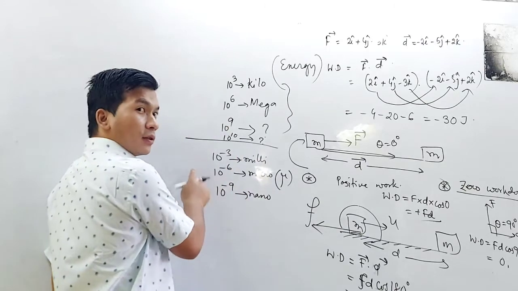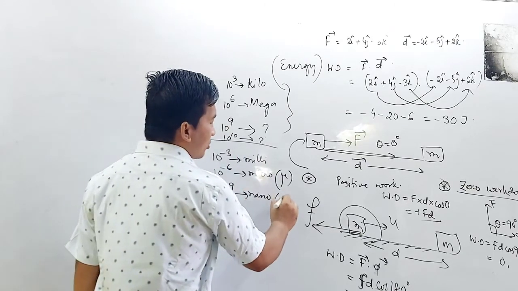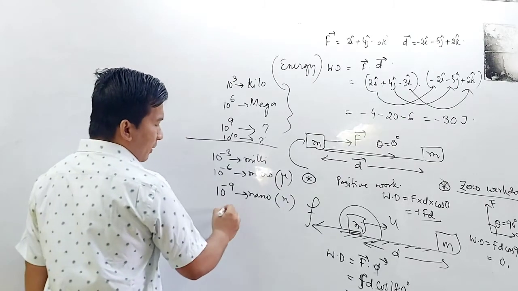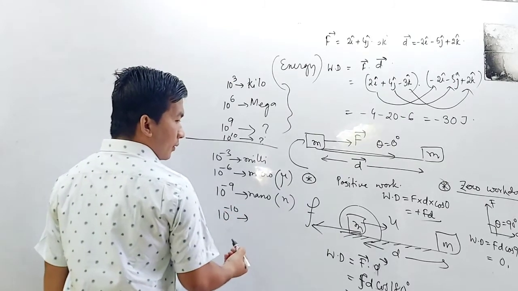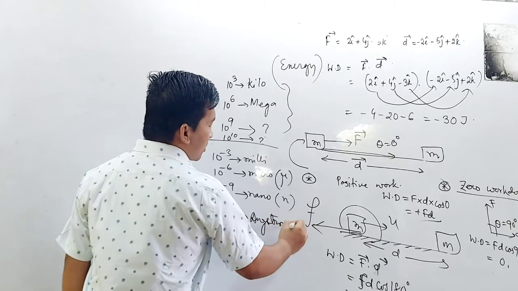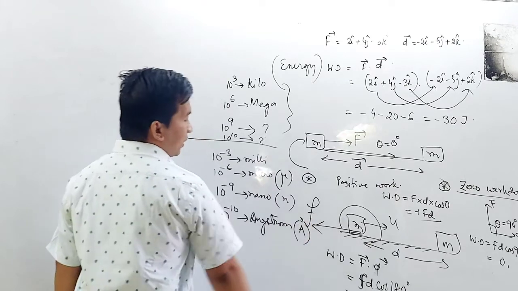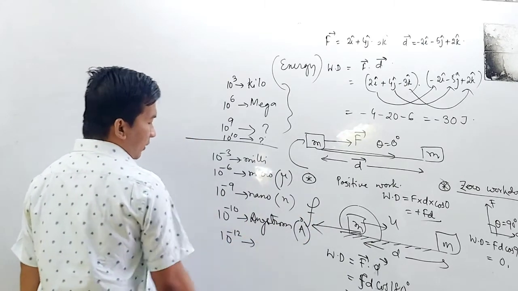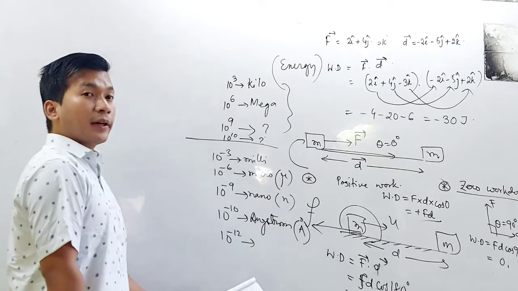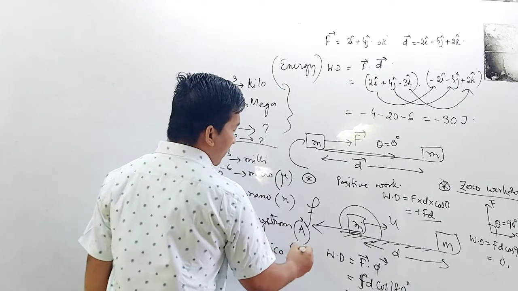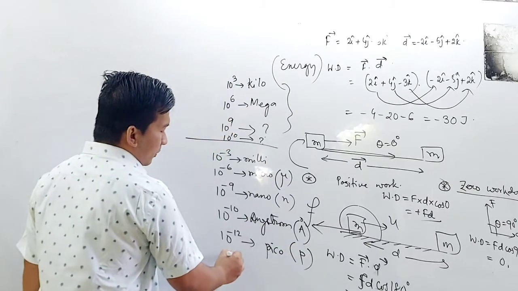Last time I did 10 to the power minus 9 will be nano, and this will be denoted by small n. 10 to the power minus 10 is angstrom, and this is represented by A with a degree. 10 to the power minus 12 is pico, and it will be represented by small p. And what about 10 to the power minus 15?